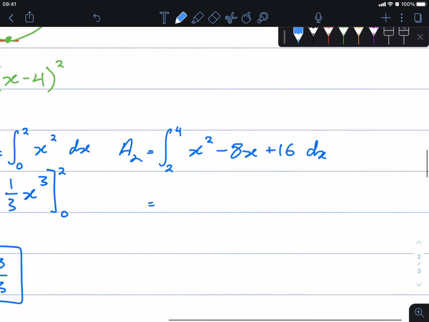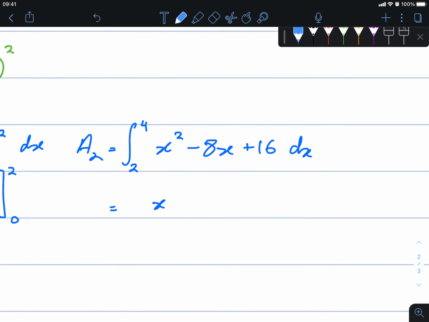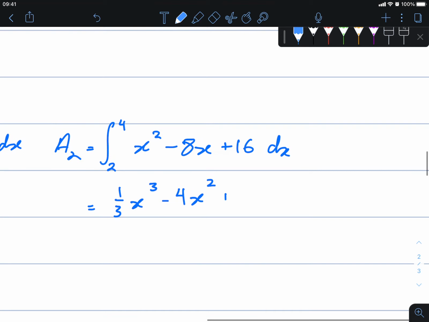Area 2, slightly more difficult. Increase the power by 1, divide by the new power, minus. Increase the power by 1, divide by the new power. So 8 divided by 2 is 4, plus, if it's a constant, we just give it a letter, which is 16x from 2 till 4.